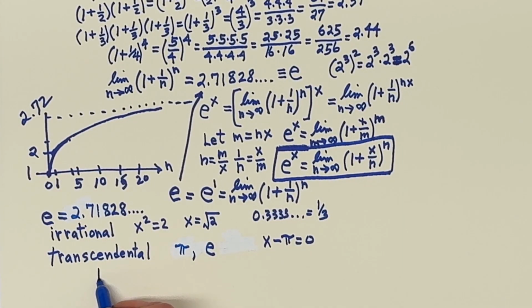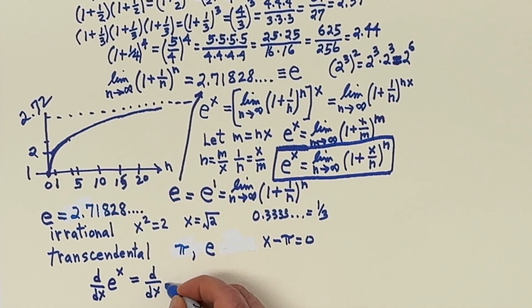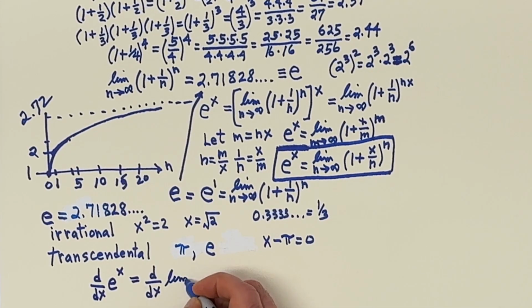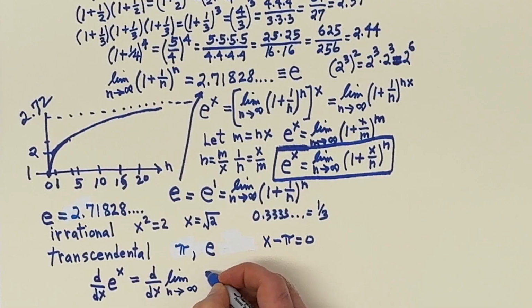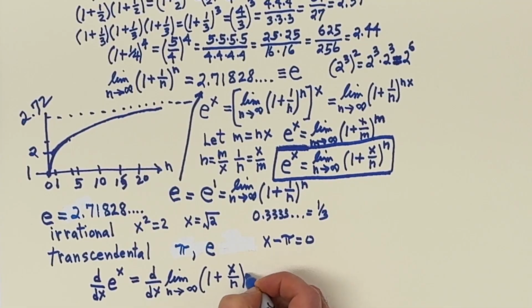So now we want to find the derivative of this. I want the derivative with respect to x of e to the x power. So I want the derivative with respect to x, and I put in my definition for e to the x, the limit as n goes to infinity of 1 plus x over n to the nth power.